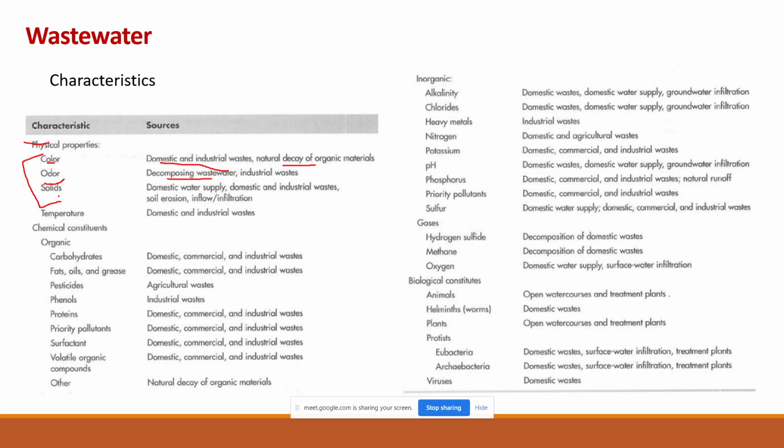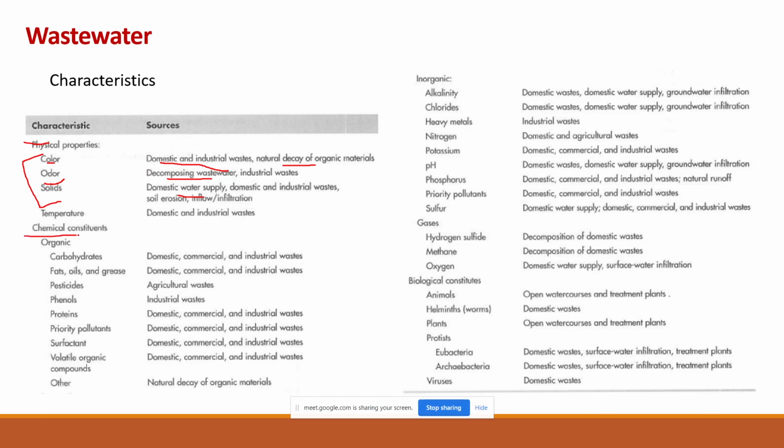Now, why are solids present? There will be some solids present that could be from the domestic supply or also from the industrial sectors. Temperature will always be because of some kind of domestic or industrial waste. It can be from both kinds of waste.